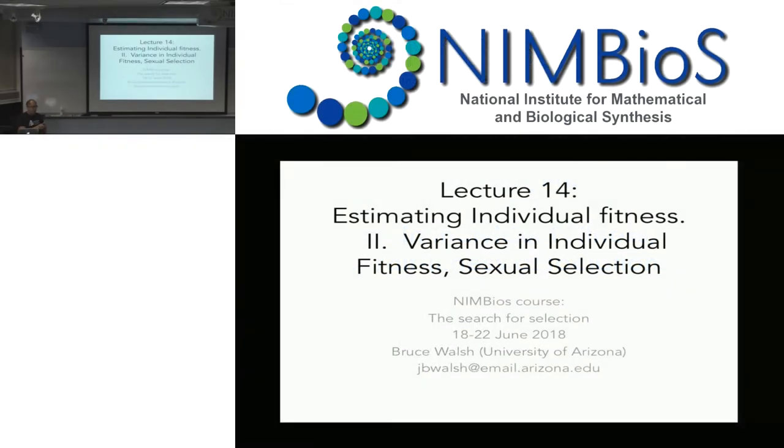So I want to finish up two topics before lunch. If I have individual fitness data in several populations, how can I put some indication on which population is under more selection? And if I have individual fitness data, does that tell me anything about possible constraints on which traits can change or not change? The answer is yes, we can use variance in individual fitness to answer both those questions.